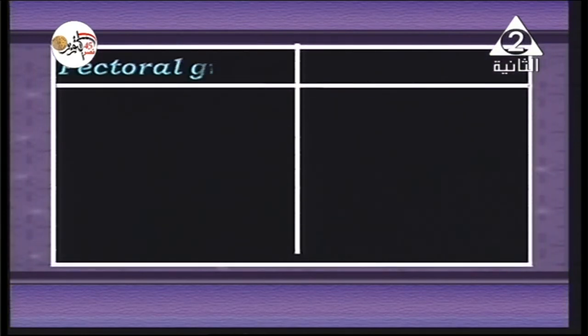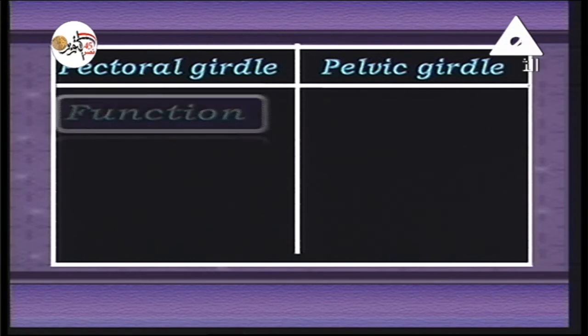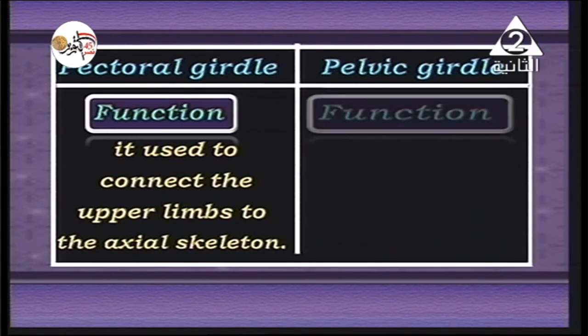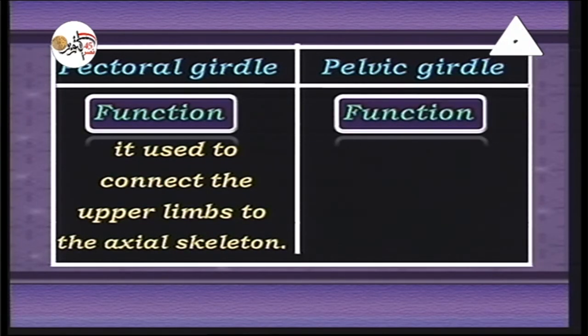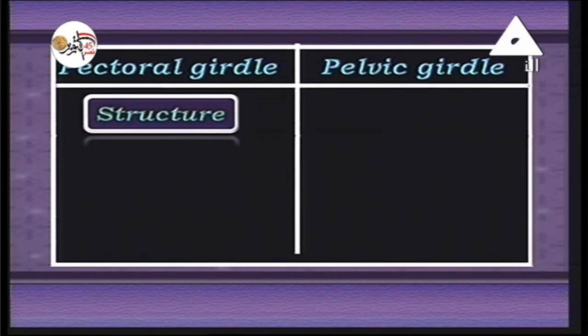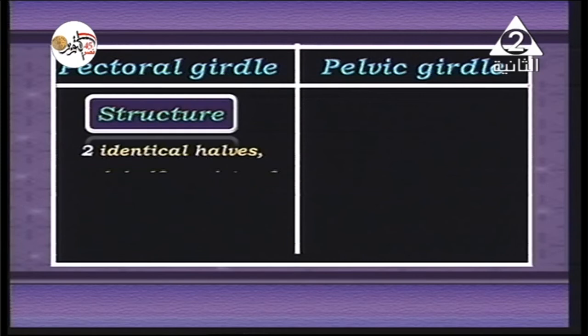After that, we have the comparison between pectoral girdle and pelvic girdle. We need to know structure and function of each of them, starting with function. Function of pectoral girdle: it is used to connect the upper limb to the axial skeleton. On the other hand, the pelvic girdle is used to connect the lower limb, excellent, also to the axial skeleton. Okay. What about the structure of each of them?